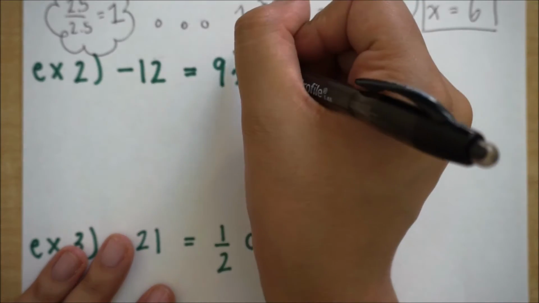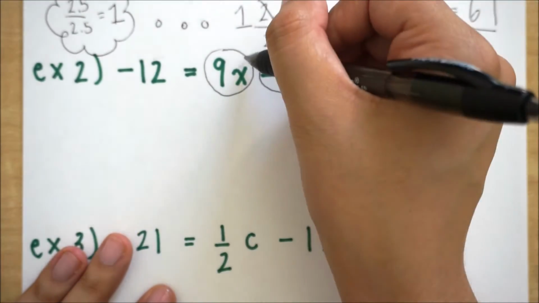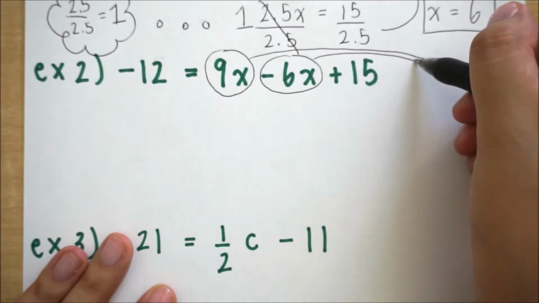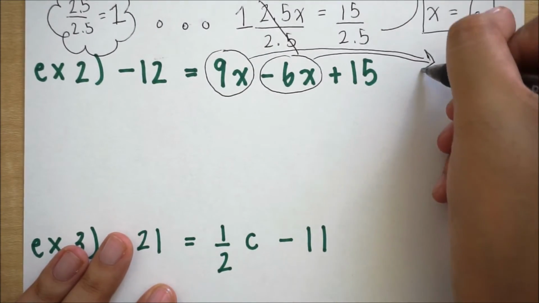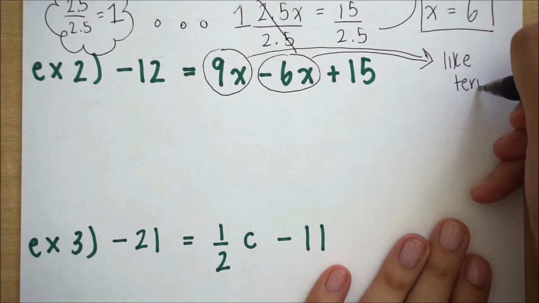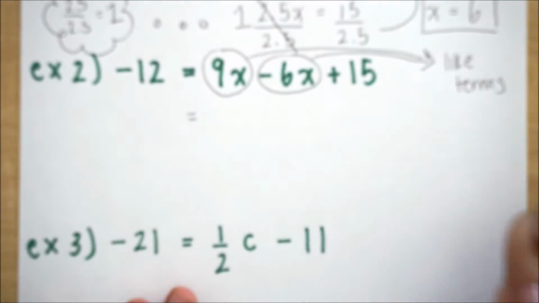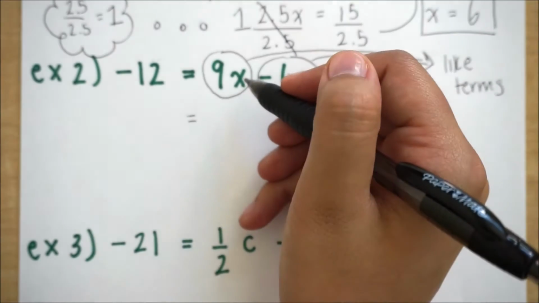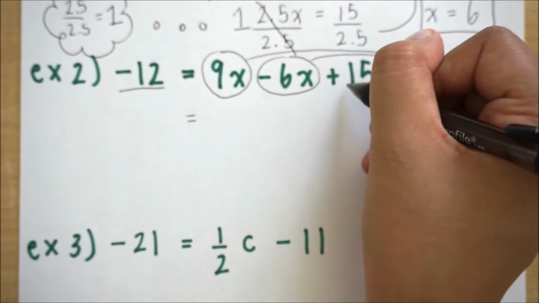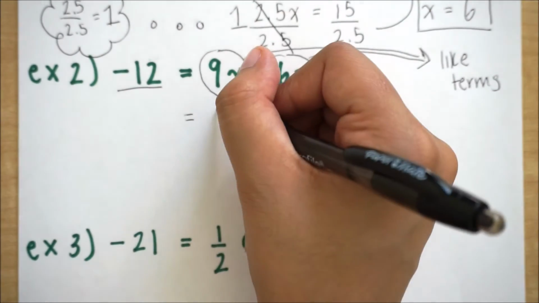Okay, let's go ahead and do example 2. So here, let's identify the like terms, 9x and negative 6x. The other like term is positive 15 and negative 12. So 9x and 15 can't work with each other because they're not like terms, but 9x can work with another term with the variable x in it.